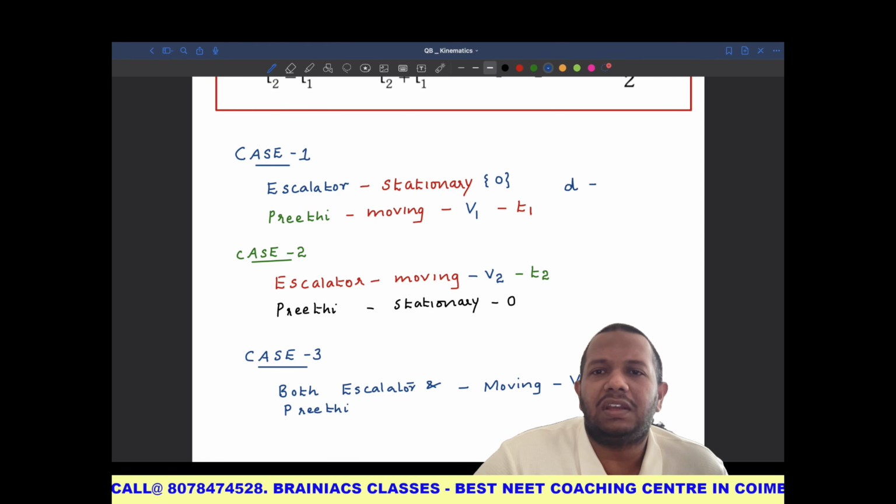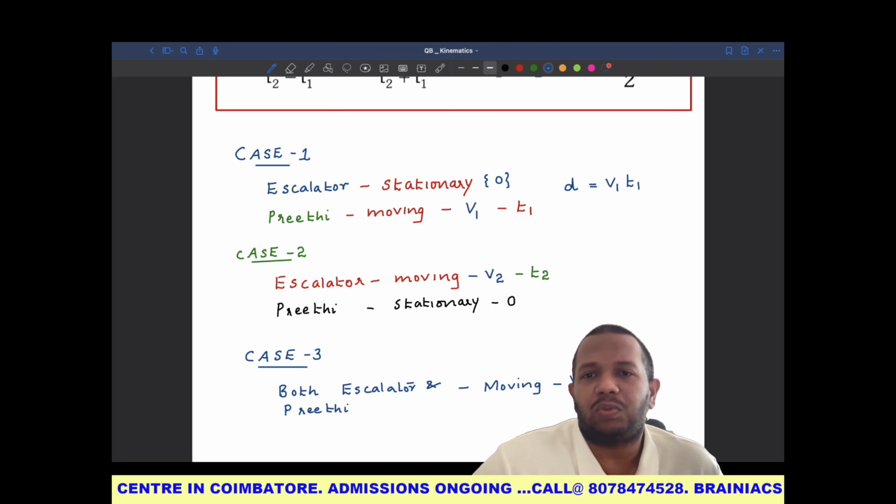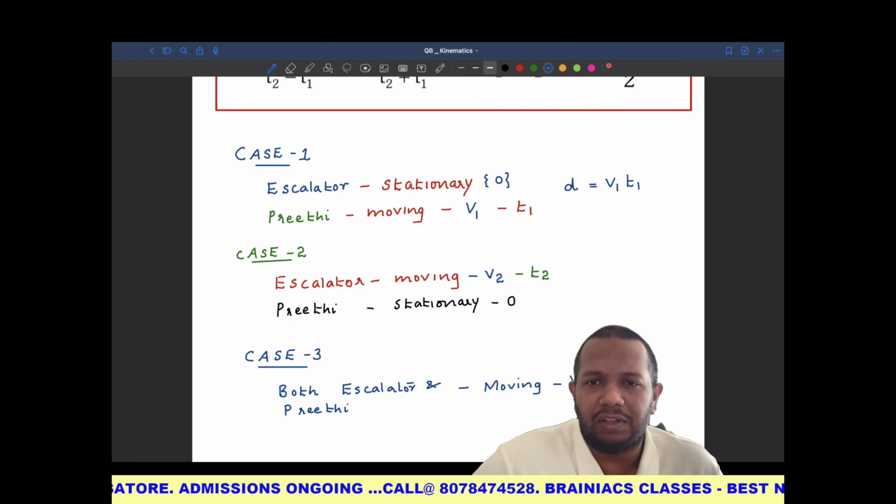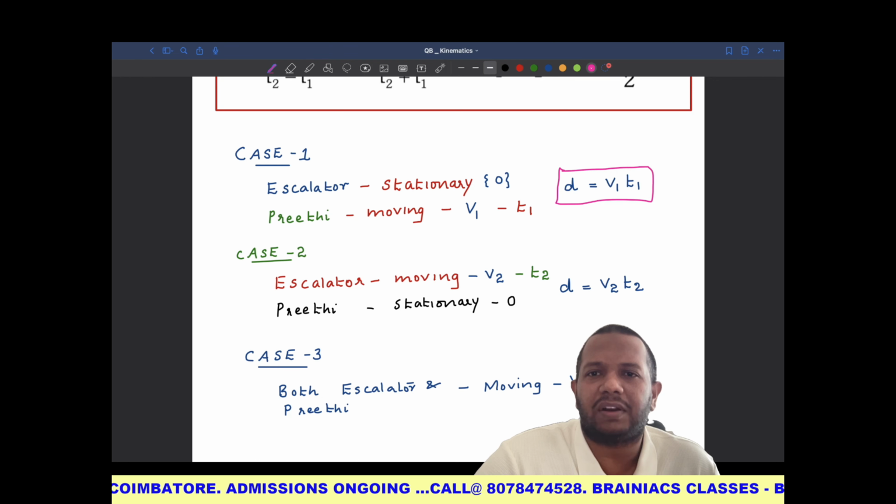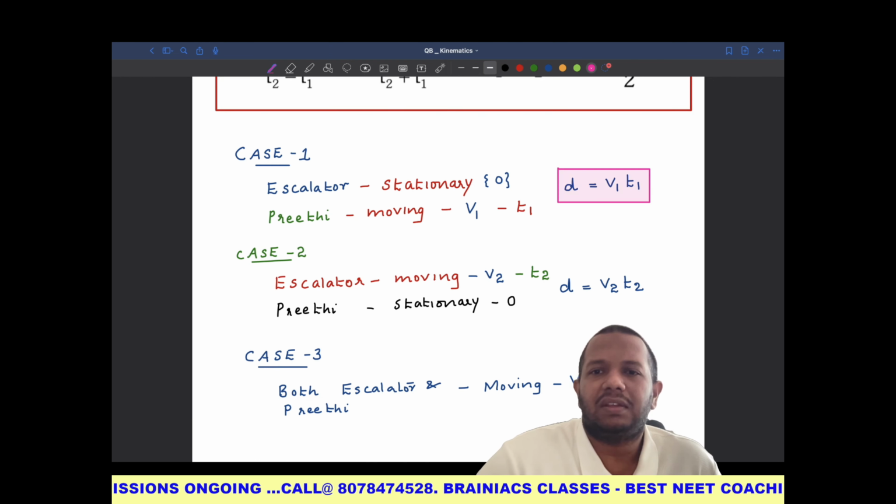Correct? So similarly in the second case, what would be the case? The distance would be the same d, it is not changing, but the speed is v2 and it is taking a time t2. So these are the two equations in the first and second cases. Let me highlight that for your understanding. So you can see here.